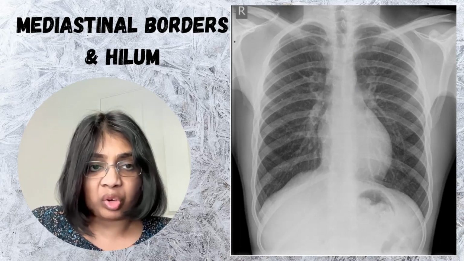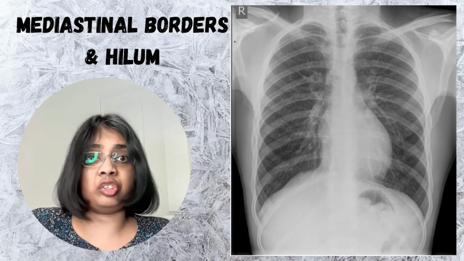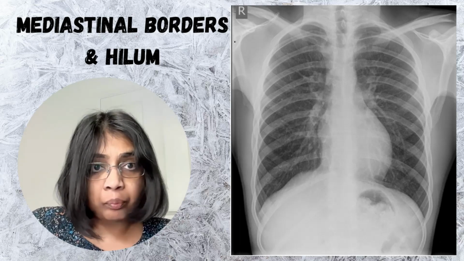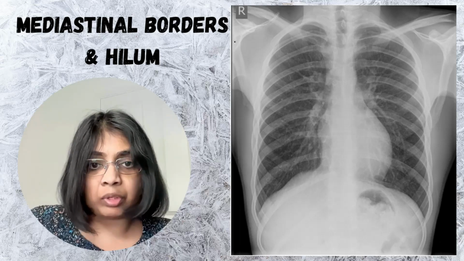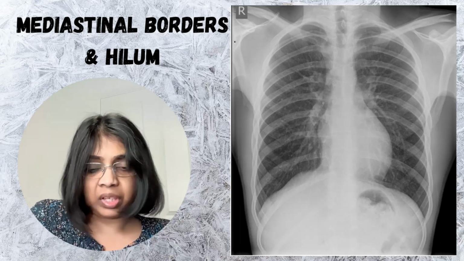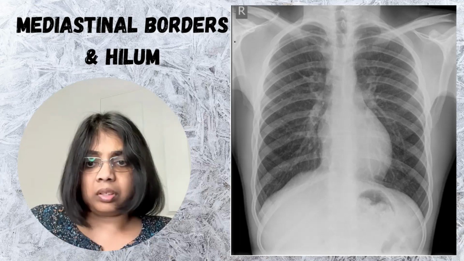Convexity or a convex border in this region could imply pathology. This could be due to lymphadenopathy, vascular abnormalities such as aneurysm, or nerve sheath tumors.